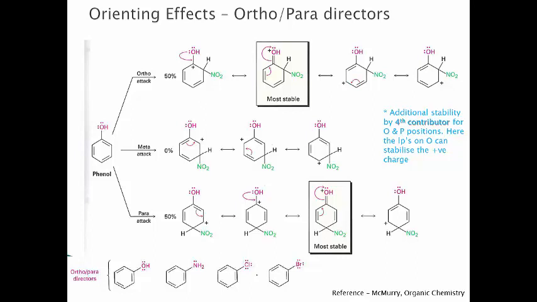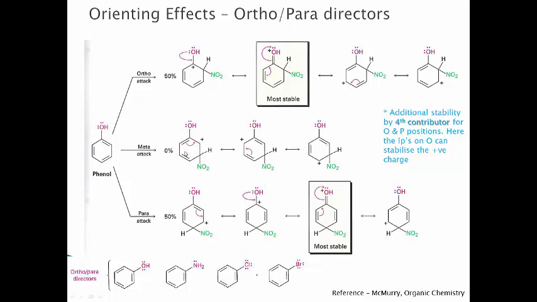So if we have a phenol, we've got a benzene ring with an OH. If we have ortho attack, so if we break this bond and we have something adding onto the ortho position, we have a very stable intermediate that's formed. Okay, so we've got this carbonyl that's being formed with a positive charge going on there.